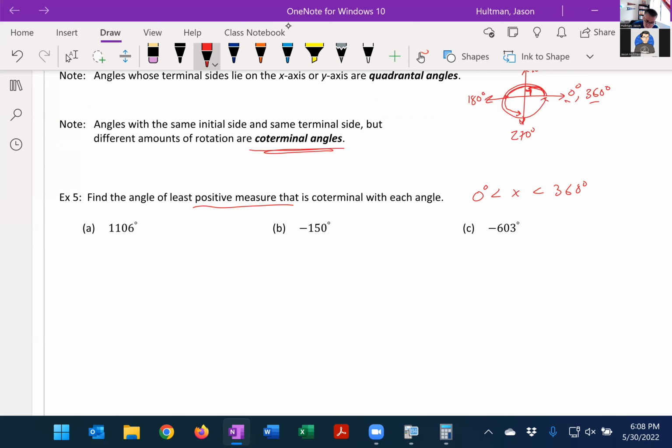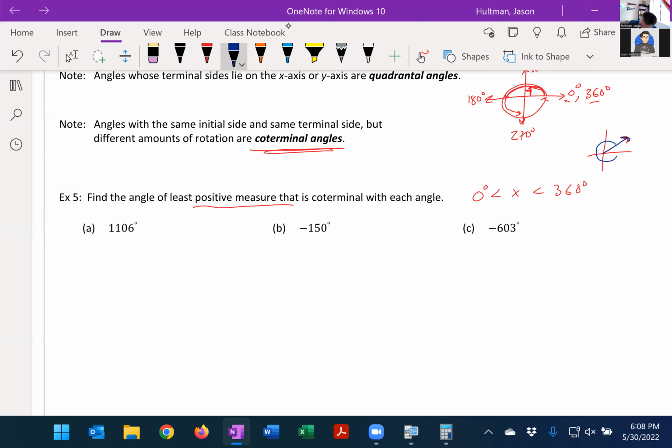So we have 1106. Well, that's outside this range. So what I'm going to do is chop it down by 360s, because if I have an angle, say this angle here, and I want it to be coterminal, well, what am I going to do?